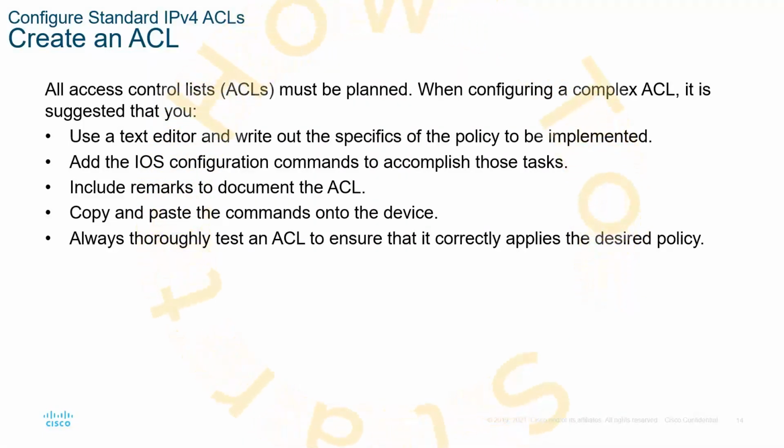To create an IPv4 ACL, the first thing you want to do is probably use a text editor and write out what you want to do. Add the appropriate IOS configuration commands to accomplish the tasks, include the appropriate remarks, and then test and implement those ACEs to make up that ACL. Always thoroughly test the ACL before we apply it in a live environment, because ACLs take effect immediately and we can do some serious damage if we apply them and we didn't mean to.